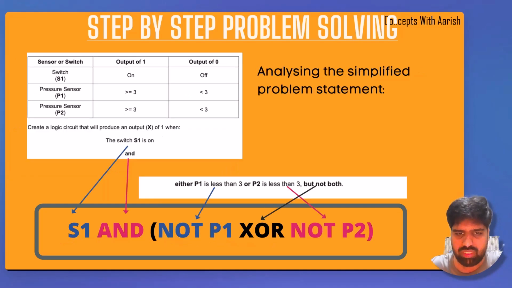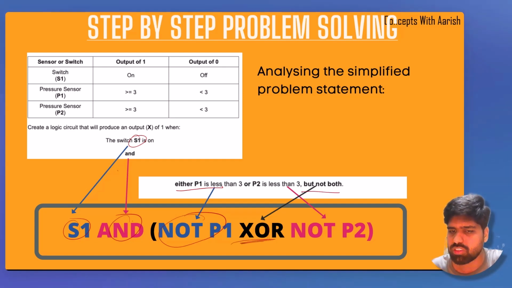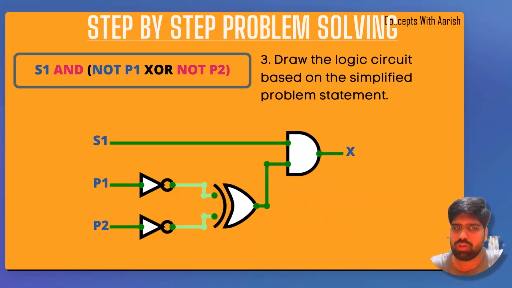Now they are again explaining it over here in the same way. S1 is over here, and AND directly as it is. Either P1 is less than 3, so not P1 because it was 0 according to the table, and but not both is pointing towards the exclusive OR, and not P2 is given over here in the same way. Now you have made it.